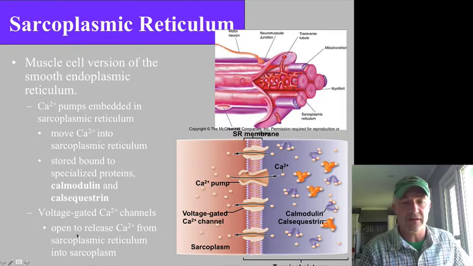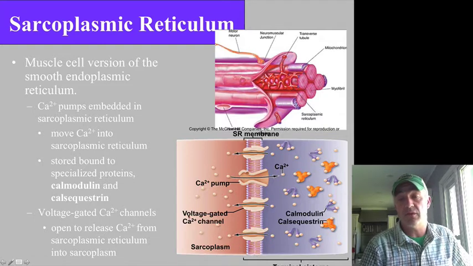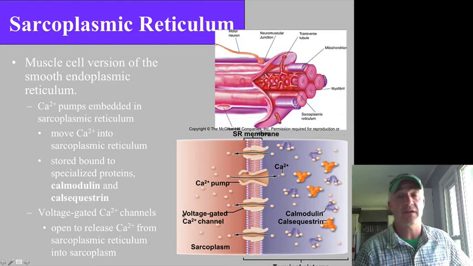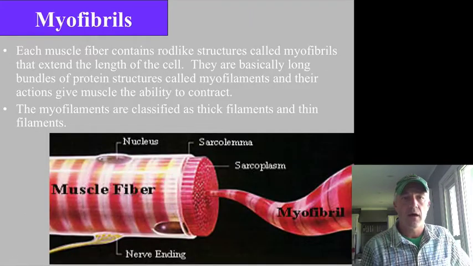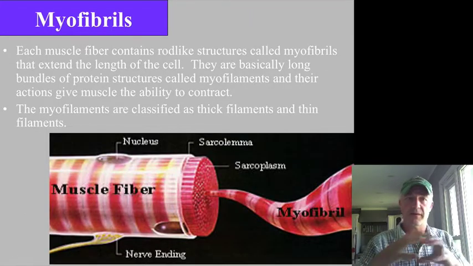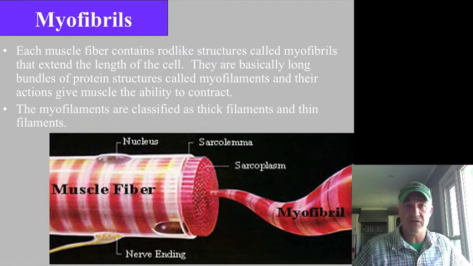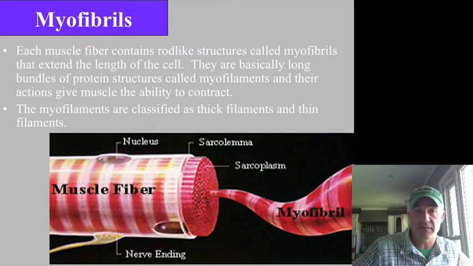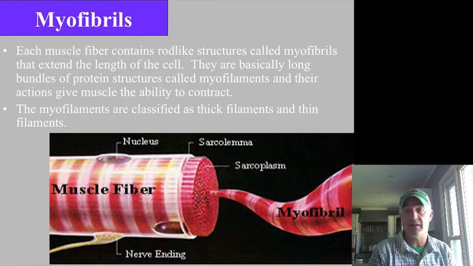The other thing we're seeing here is voltage-gated channels that can open in response to a change in the cell membrane's voltage, and this would release that calcium out of the sarcoplasmic reticulum. This will be important to us later on. And again, the sarcoplasmic reticulum is surrounding each of these little myofibrils. These are a bunch of protein filaments called myofilaments or muscle filaments, and they are made up of what are called thick and thin filaments, which have proteins that make them up.